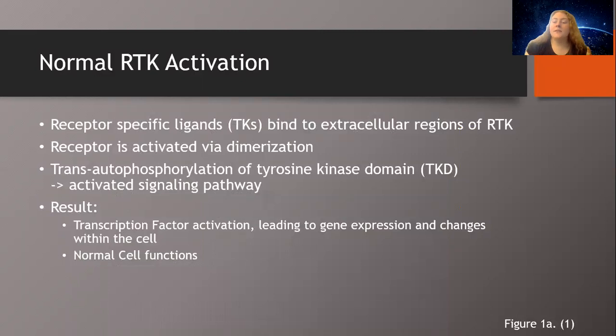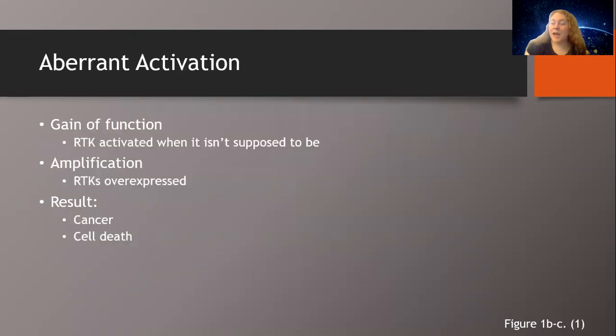The result of the signaling activation is that transcription factors will be activated, which will lead to gene expression, and then that will lead to alterations within the cell metabolism. And this entire process is a normal cell function. However, it doesn't always happen the way that it's supposed to. And when it doesn't happen the way it's supposed to, that is aberrant or abnormal RTK activation.